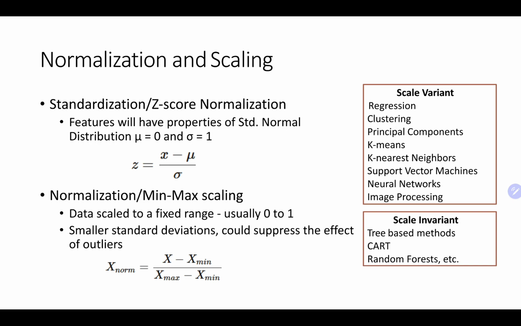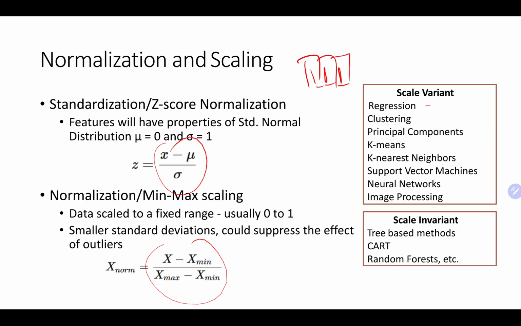Normalization and scaling, standardization, right? Where we take the mean and sigma value, the standard deviation, and standardize the variable, or normalize the variable using min-max scaling, is helpful in many models, especially the models where some kind of distance is used, or basically the scale will play a role in affecting the coefficients, like regression models, clustering, principal component analysis, k-means, k-nearest neighbors, support vector machines, neural networks, image processing. All these will require that the variables in the different columns are very similar in terms of the scale, in terms of the range they have, right?